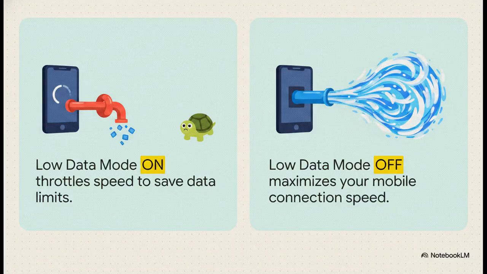Here's a crucial one that a lot of people miss: your network settings. Both Android and iOS have these data saver or low data mode options. Now, while these are absolutely great for keeping your mobile bill in check if you have strict data caps, having them turned on actively throttles your speed. Disabling these modes is literally an instant software tweak to maximize your 4G LTE or 5G speeds, letting your phone pull data as fast as the network physically allows.